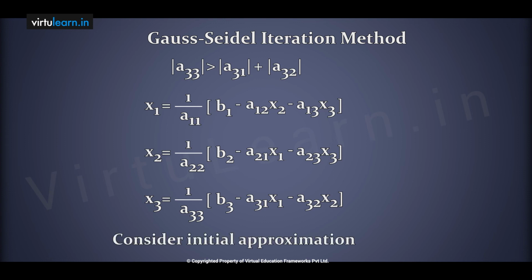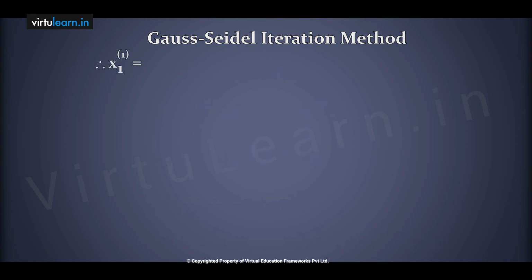Consider the initial approximations. While calculating the first approximation of x1, you take the 0th approximation of x2 and the 0th approximation of x3 in x1. Means both you have to consider as zeros. Then the first approximation of x1 becomes 1 by a11 into b1 minus a12 into 0th approximation of x2 minus a13 into 0th approximation of x3. It becomes the first approximation. In the same way, now I have the first approximation of x1, and in the second equation, the first approximation of x3 I don't know, so you consider that as 0. Means substitute the first approximation of x1 and the 0th approximation of x3 in x2.